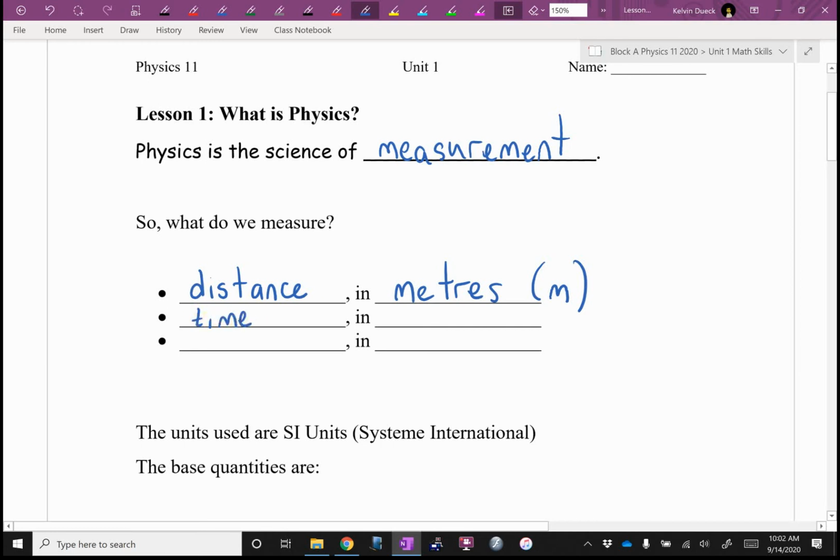Time. What do we measure time in under the SI system? Anybody know? Seconds. Abbreviation for seconds is a lowercase s.